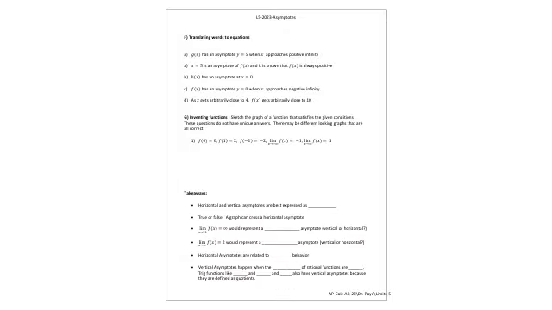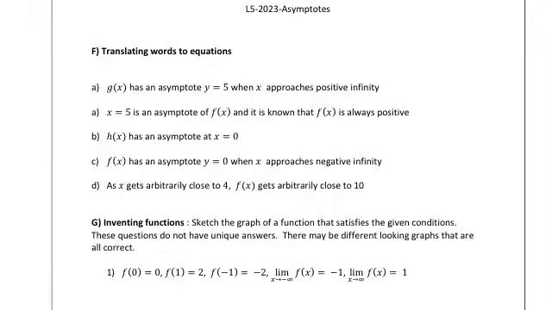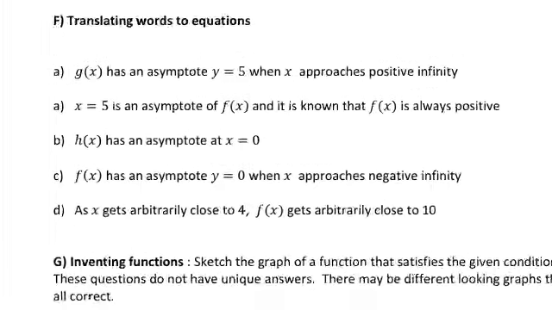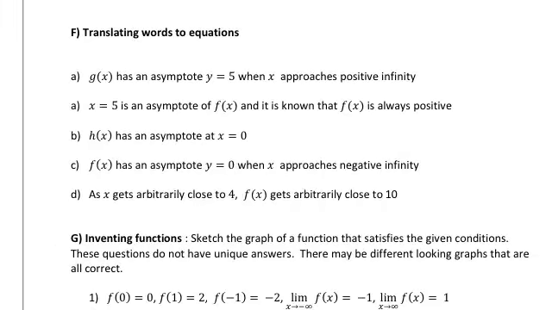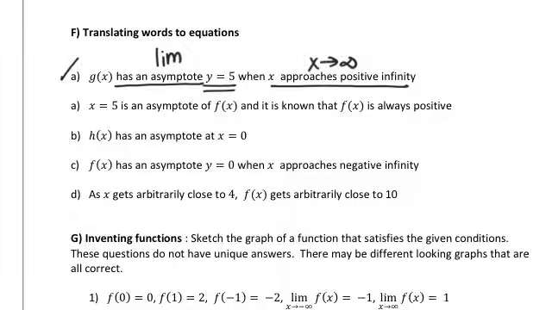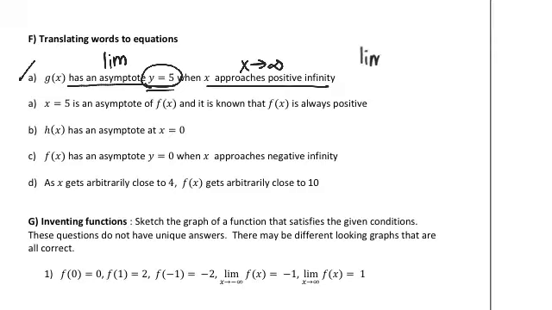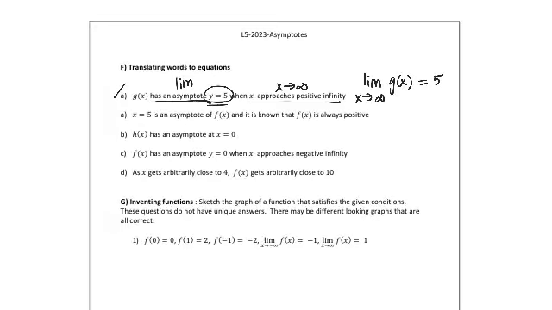Okay, last topic is being able to translate words to equations and invent functions. What do I mean by that? I should be able to take these words: g of x has an asymptote at y equals 5 when x approaches infinity. We've got to be able to translate this. G of x has an asymptote, and we know an asymptote is a limit, and that limit is at y equals 5. It's a horizontal asymptote. So we have to make that into the limit of g of x as x goes to infinity equals 5. That's the math translation of those words.